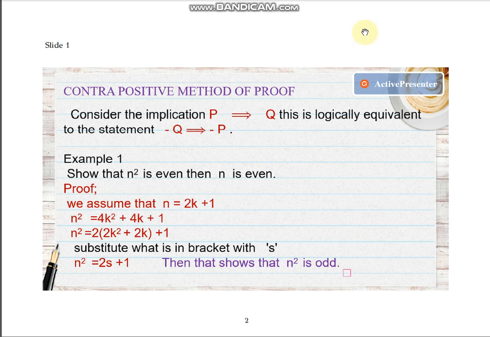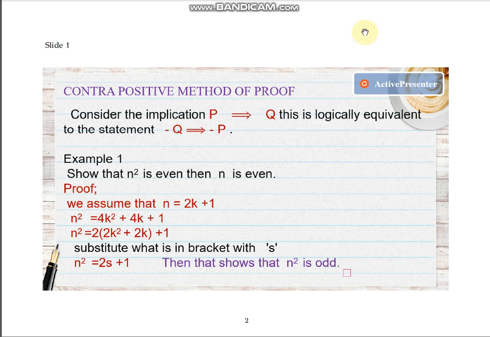Me, I'm also okay. Just want to take you through the contrapositive method of proof. Of course, this is the simplest method you can ever meet of proving logical statements. So consider the implication P implies Q. Consider the implication P implies Q, where we have properties P and Q.